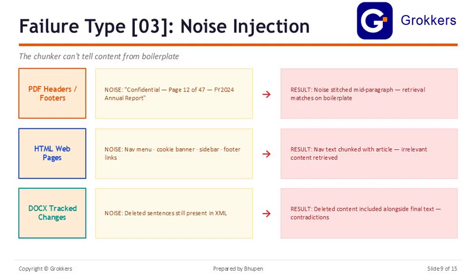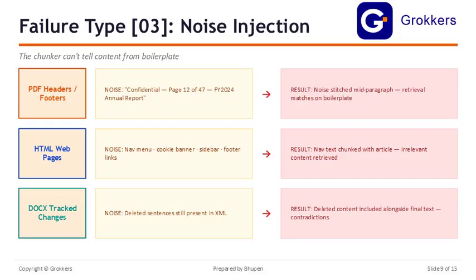HTML pages from the web are even noisier. A typical article page contains navigation menus, cookie consent banners, related article links, advertisement labels, social sharing buttons, and footer content, all of which get mixed into chunks alongside the actual article text.